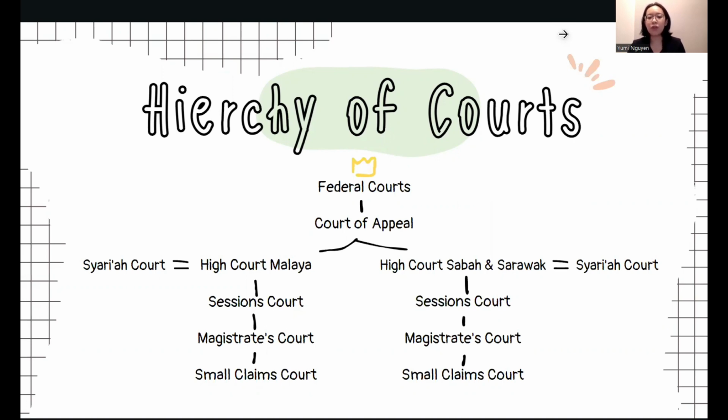The order of the judicial system from the least binding to the most binding would be small claims court, magistrates court, sessions court, High Court Malaya, and High Courts Sabah and Sarawak. Sharia court exists within the realm of High Court Malaya and the other lower courts. And they all come together, and these are the higher courts. So we have the Court of Appeal and Federal Court. Federal Court is the most binding court out of them all, and decisions from the Federal Court would have binding power on all courts under it.